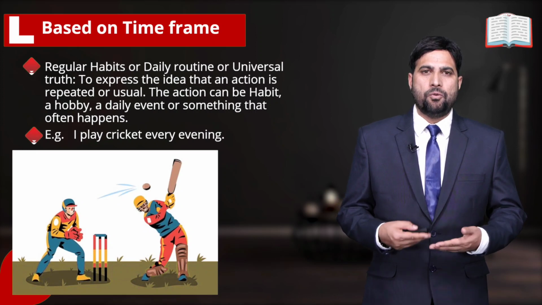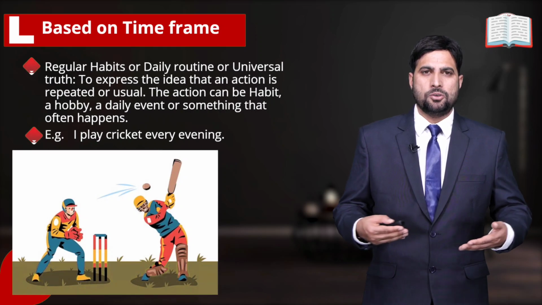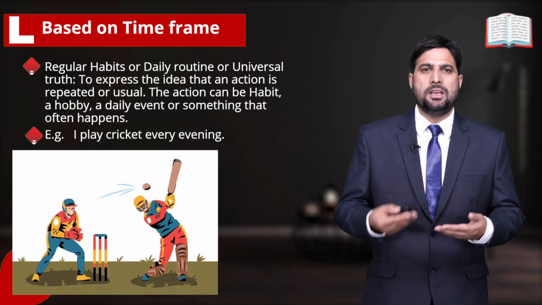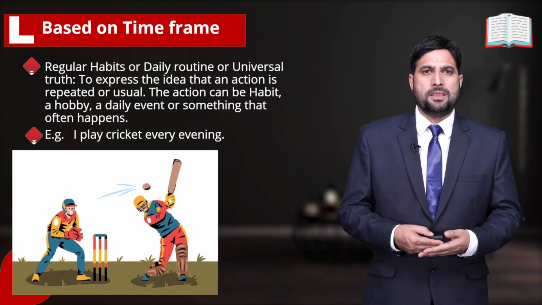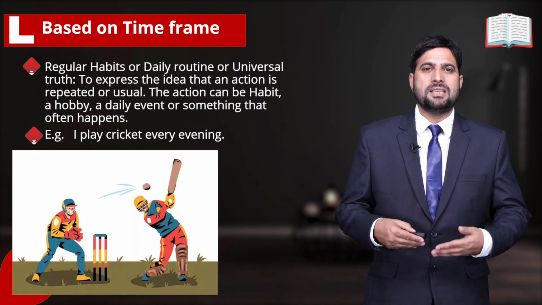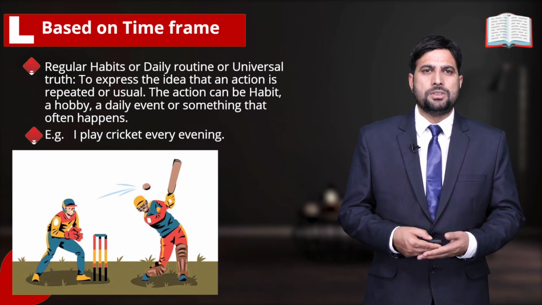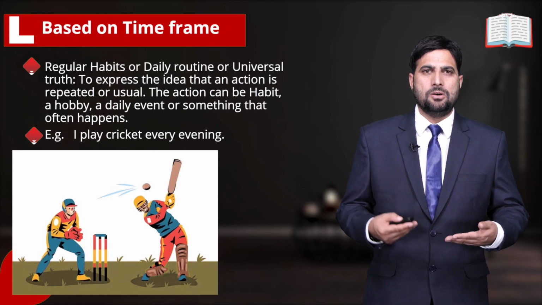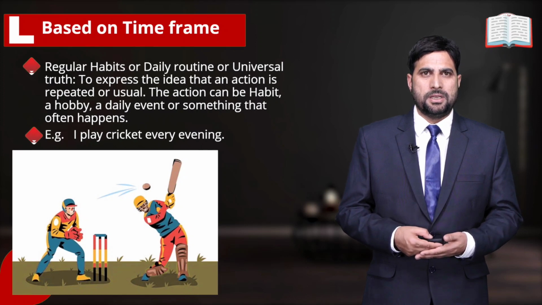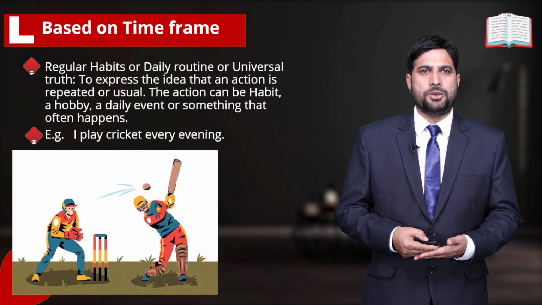Or you can say, I wake up early in the morning. From morning to evening, you do so many things. You have so many habits which you did yesterday, you are doing today, and you will do in future. So this comes in daily routine. Then see the example of universal truth. The sun rises in the east. The sun shines. The earth revolves around the sun. And we can use this also with quotes. Suppose, necessity is the mother of invention. So that means we use present simple with regular habits, daily routines, and universal truth.